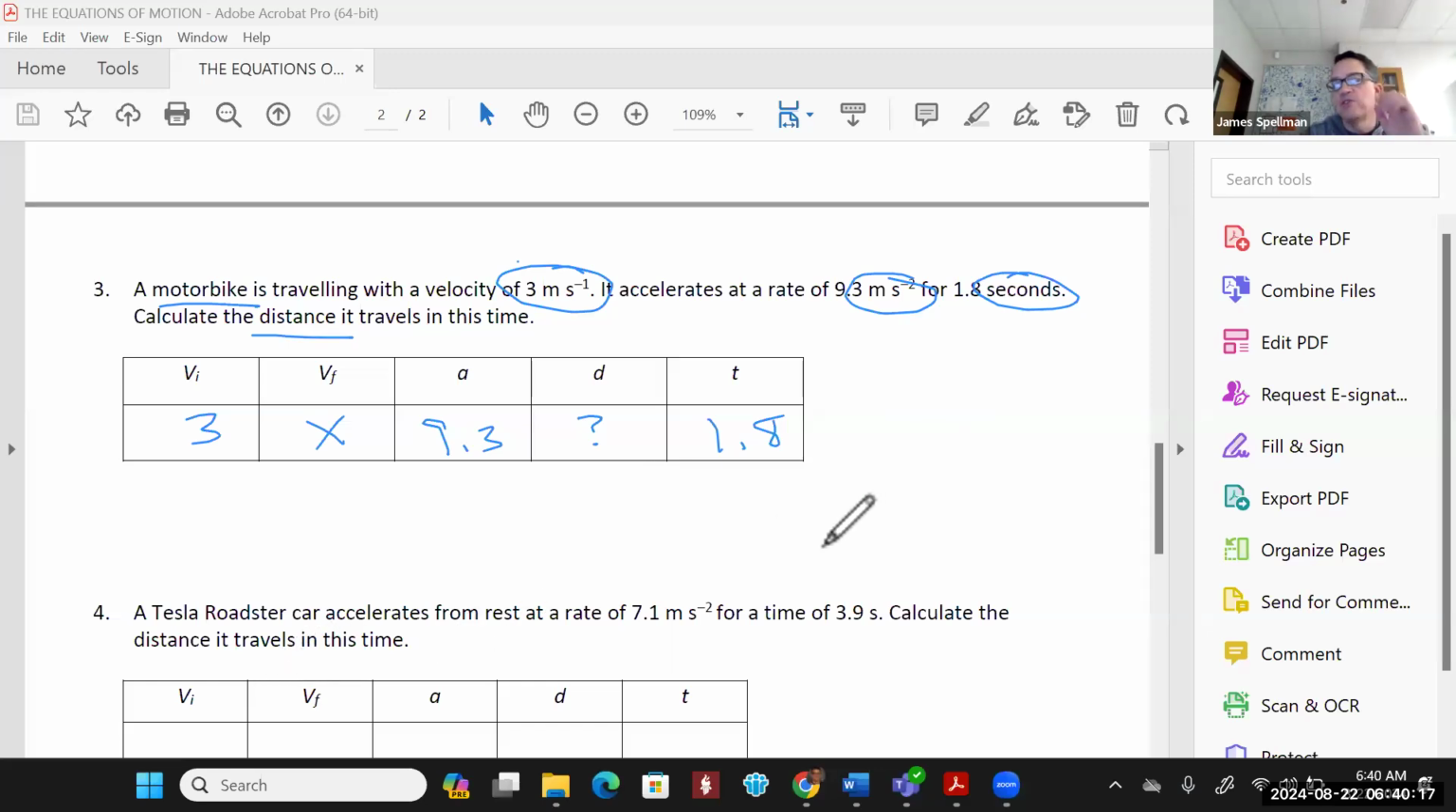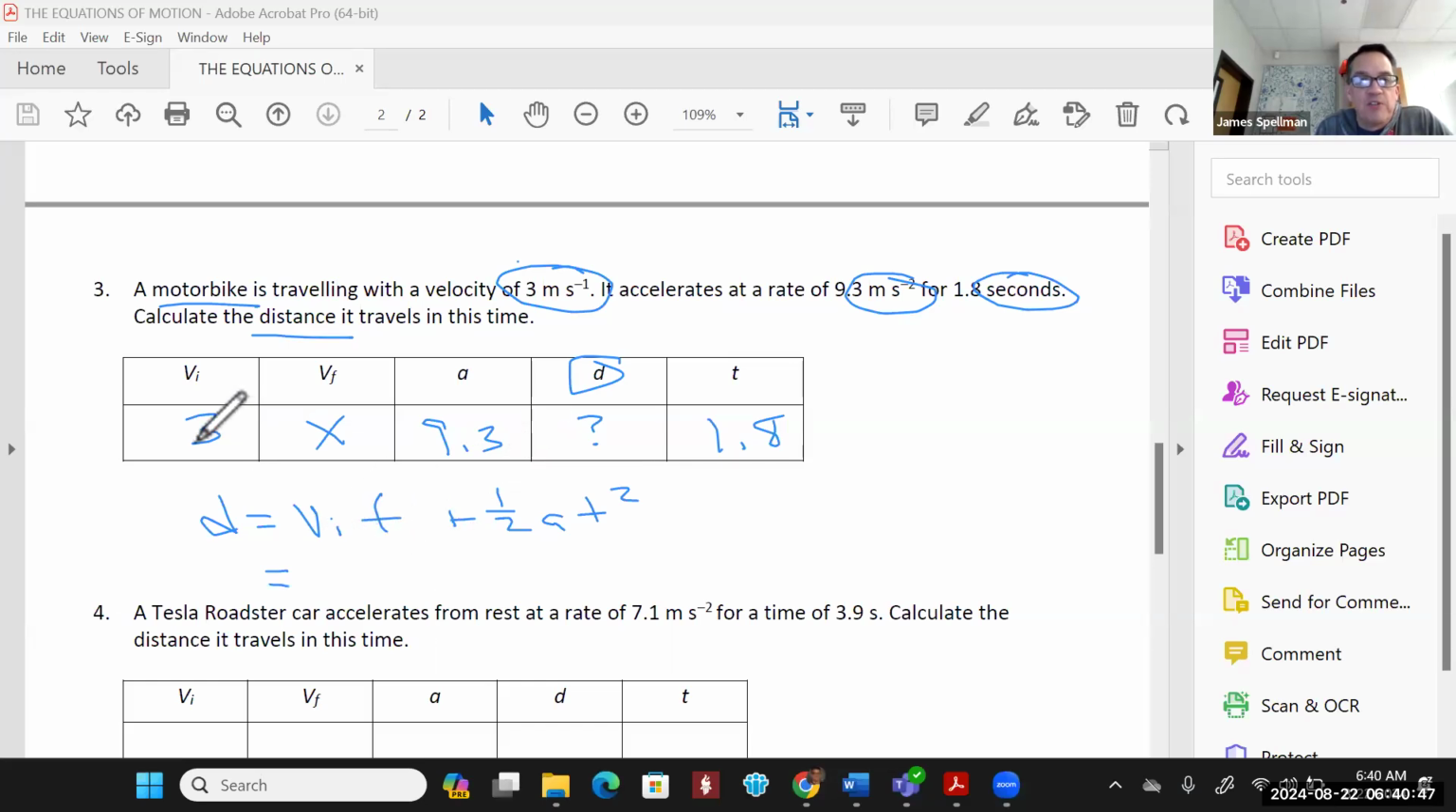If you go back up into the formula sheet, I'm not going to scroll back and forth because that's kind of distracting. We can look at our formulas, and there is a formula that allows us to solve for D. And the formula is D equals VI times T plus 1/2 AT squared. If you're using your Desmos calculator, this makes it really easy because you can just type this into your Desmos calculator and you're going to get the answer.